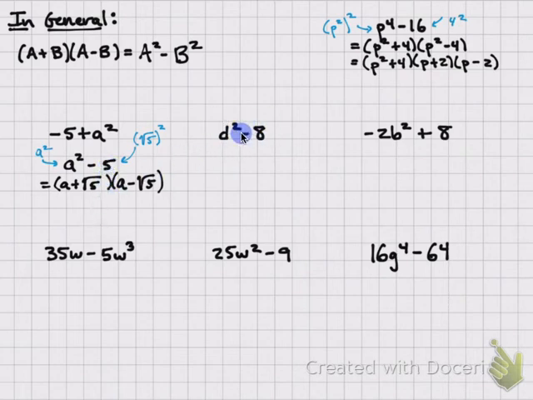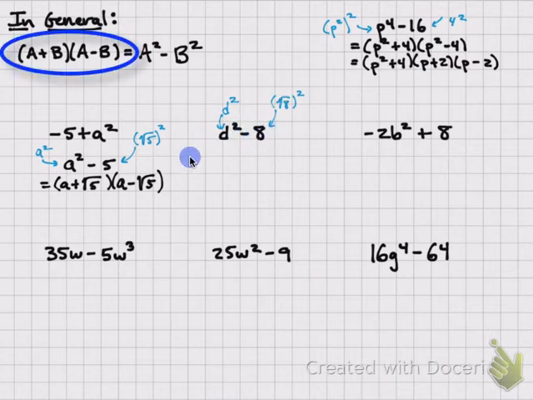So maybe that'll make this next one a little easier. For instance, d squared, definitely a perfect square. Is 8 a perfect square? Well, all right. Is it the square of something? Absolutely. It is the square of the square root of 8. And so we can factor this now as d plus the square root of 8 times d minus the square root of 8.